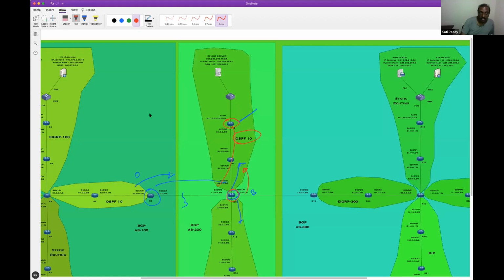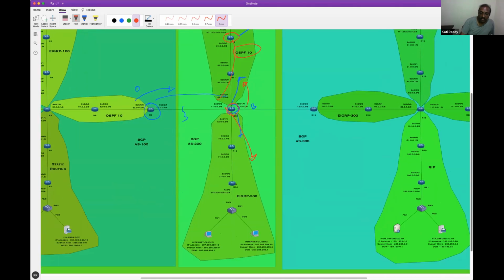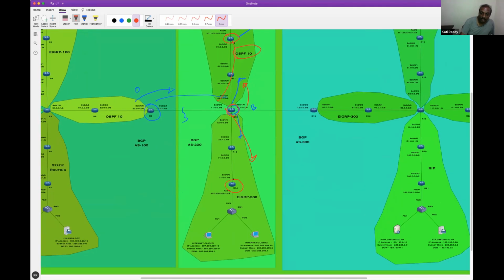Similarly, these routes here should also go this side, also, right? To these routers. So if I go to R14, when I say show, I don't see any route of ISP1 on R14.